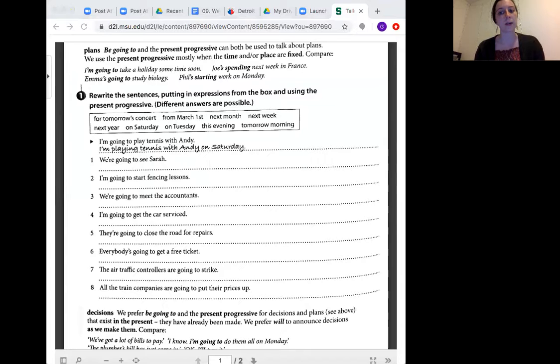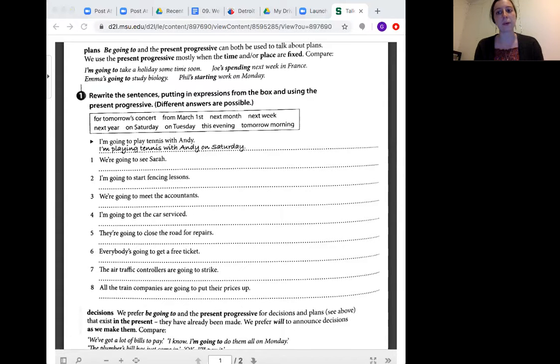A second example says, I'm going to start fencing lessons. This sentence can be changed to match the present progressive by changing it to say, I am starting fencing lessons, and we can incorporate the phrase next month from the box. This sentence is now in the present progressive because it uses the pattern am plus verb plus ing, which is seen through I am starting, and uses the phrase next month, which represents that the plans are already set in advance but will happen at a point in the future.